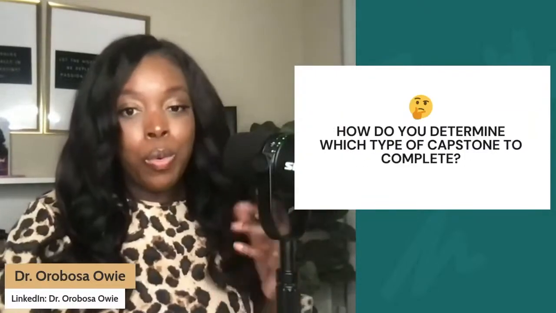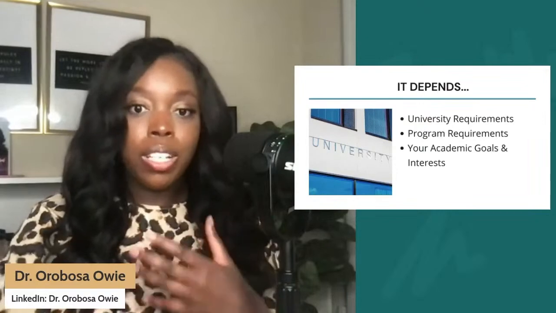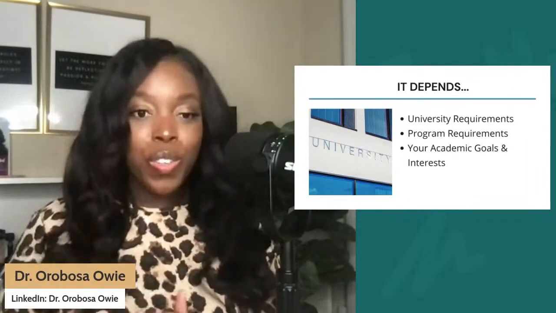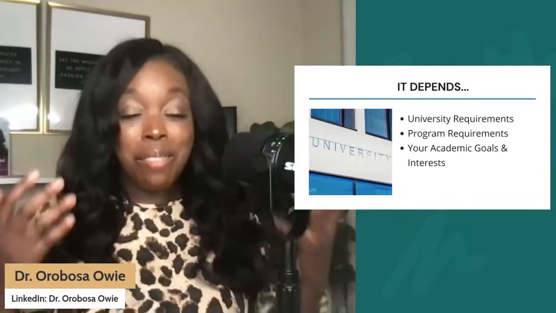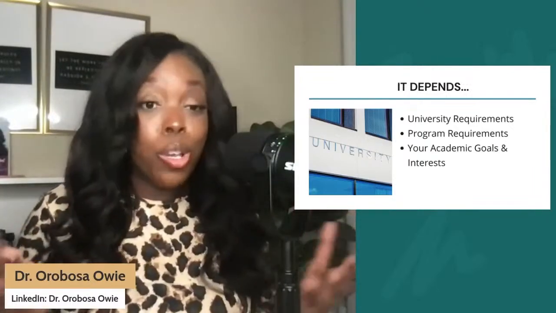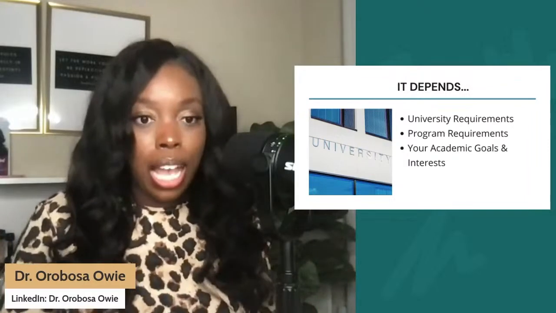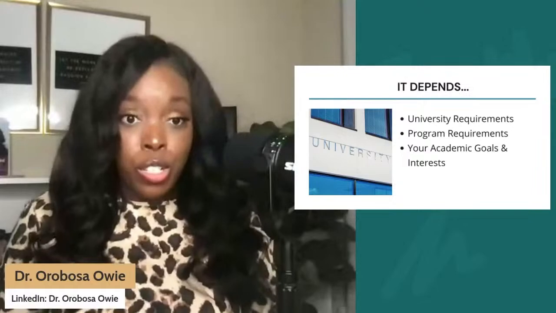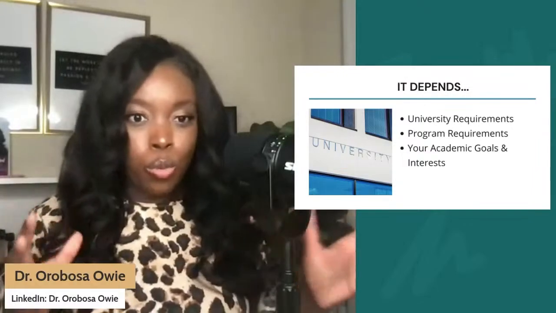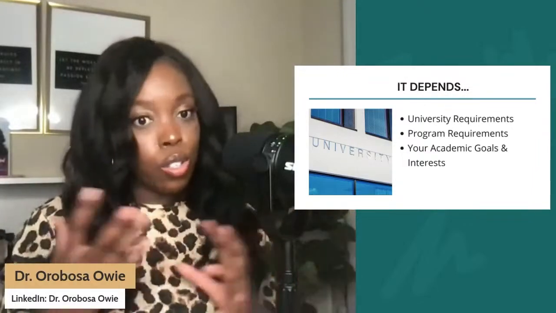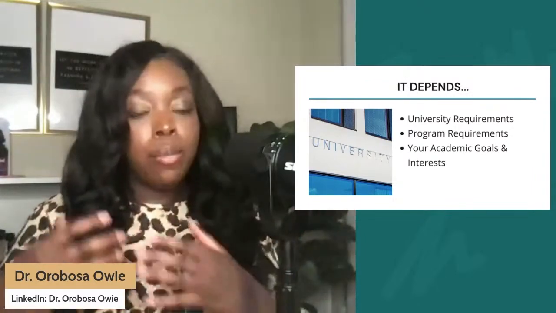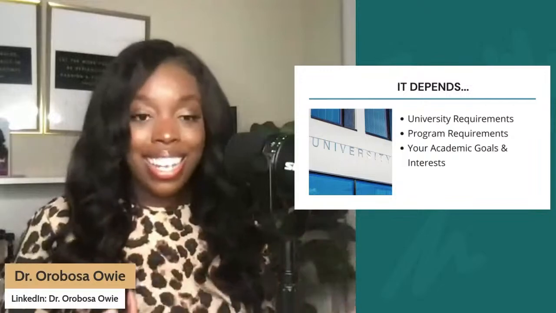Now, how do you determine which type of capstone to complete? Well, there's several factors that come into play. So first things first, you have to go with the university requirements. Depending on what the university says and your program requirements, that is the type of capstone you would do. Now, most PhD programs, you're going to write a dissertation. Professional doctorates, you have multiple avenues. You can do a dissertation, you can do an applied research project, you can do a creative portfolio, you can do a program evaluation or a case study analysis.